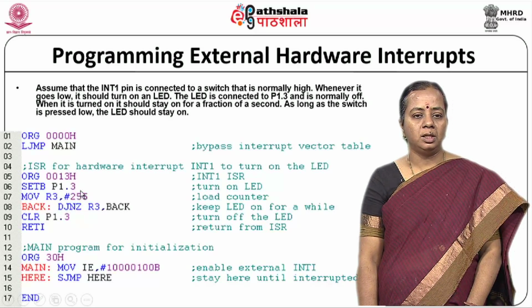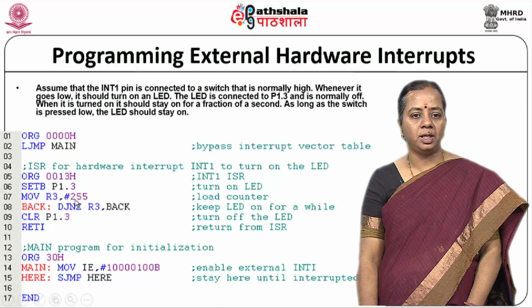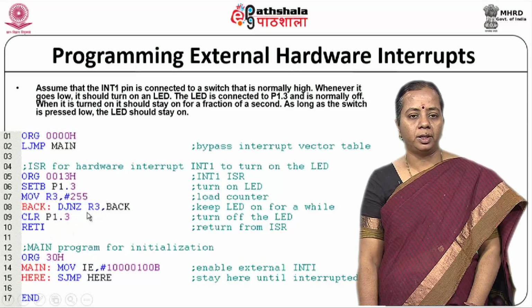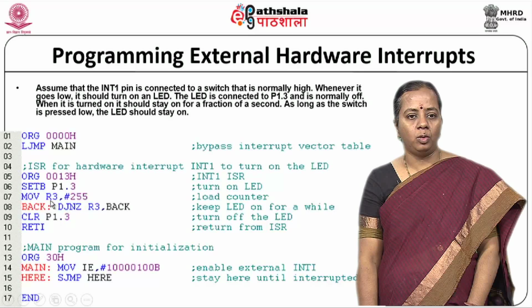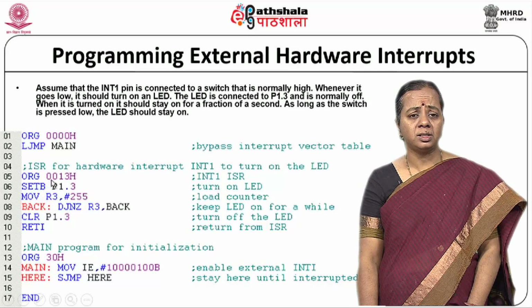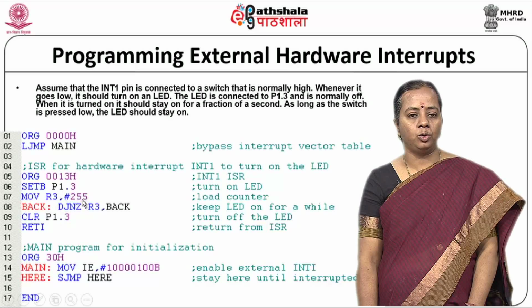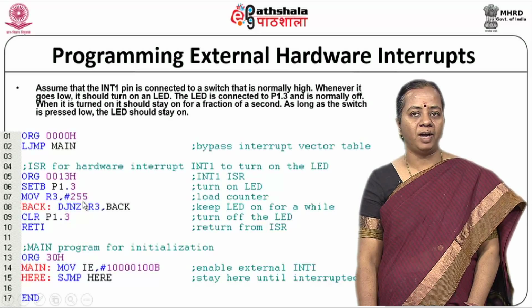Which in turn makes P1.3 equal to 1, and MOV R3, #255, DJNZ R3, and it has to loop it. So, what they have made over here is once the service routine is called, then it makes P1.3 equal to 1 and it will be retained for a certain duration. That particular duration is accomplished by making R3 equal to 255. 255 is the maximum value which we can load into the R3 register.